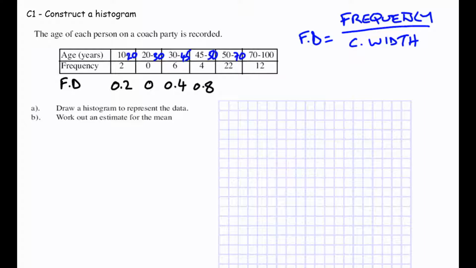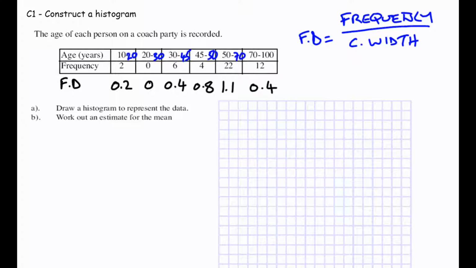I'm starting to get an idea of the scale that I'm going to use for the frequency density. Next, I've got 22 divided by a class width of 20. That gives me 1.1. And finally, quite a large class width here, class width of 30. 12 divided by 30 gives me 0.4.